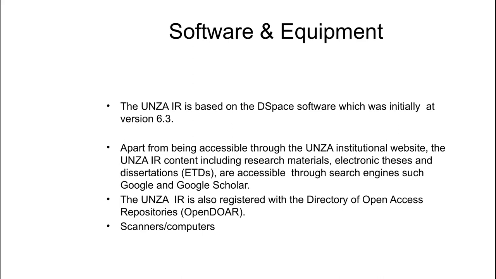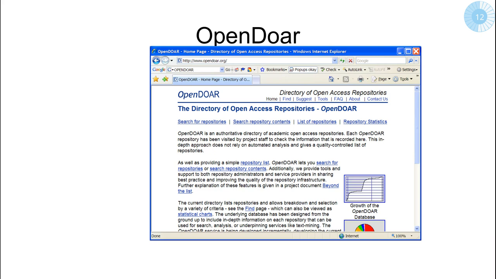On the equipment, to establish an IR you need scanners. We started with flatbed scanners. Some of the challenges we've had, but these came with donations. We started with about two flatbed scanners and one computer. But with these two flatbed scanners, we managed to digitize all the theses which were in hard copy in the special collections, published by the University of Zambia Library from 1964 to 2015. These were done by the two flatbeds. By now, these scanners have packed up. So this is the Directory of Open Access Repositories. You can visit it and check, and you find that our University of Zambia IR is the only one registered in Zambia. And in Africa, we are doing a bit okay.